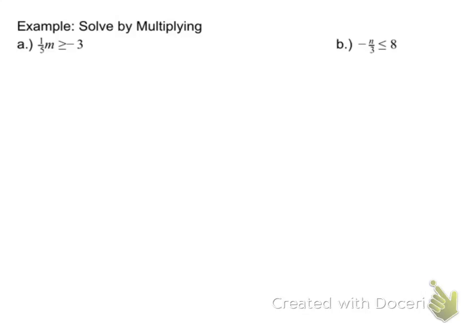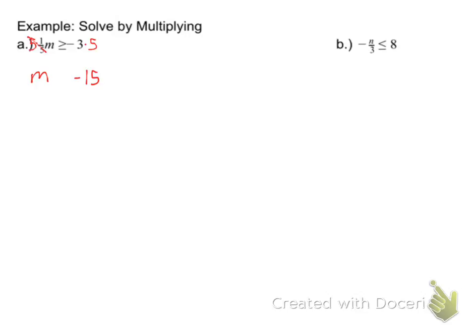What do I do to both sides? Multiply by 5. So if I multiply both sides by 5, the 5 and 1/5 will cancel, leaving you with m. Awesome. This becomes -3 times 5, which is -15.